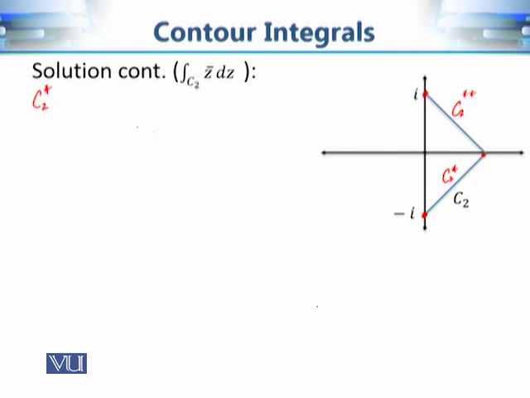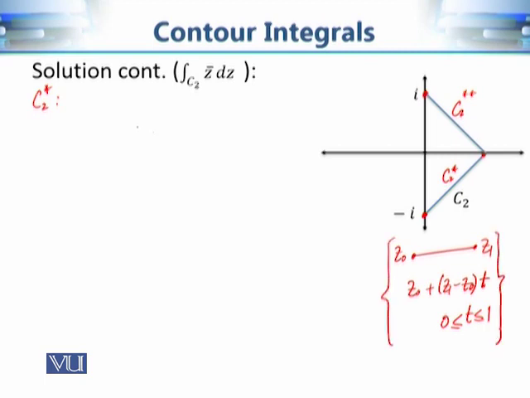Now let's begin with the first part, where we want to evaluate this integral along the path C2 star. Now we need to know the parametric representation of this path. We know how to find the parametric representation of a line segment. If the starting point is Z0 and the final point is Z1, then the parametric representation of this line segment is just Z0 plus (Z1 minus Z0) t, and t varies between 0 and 1. So that's just a recall from our previous discussion.